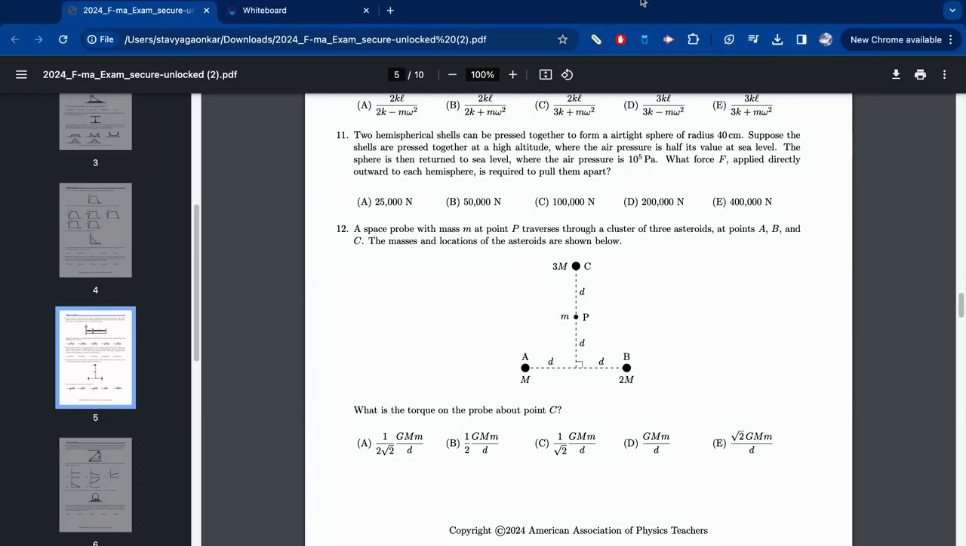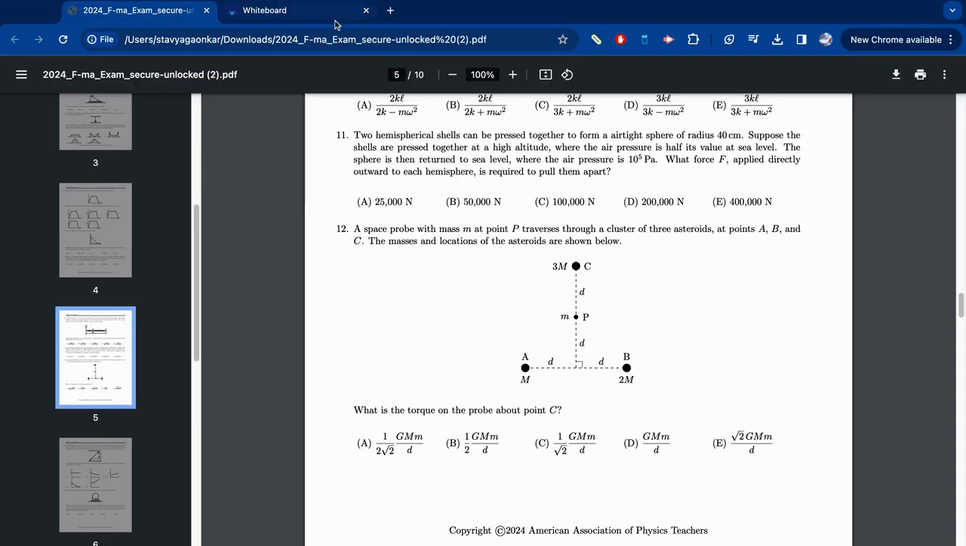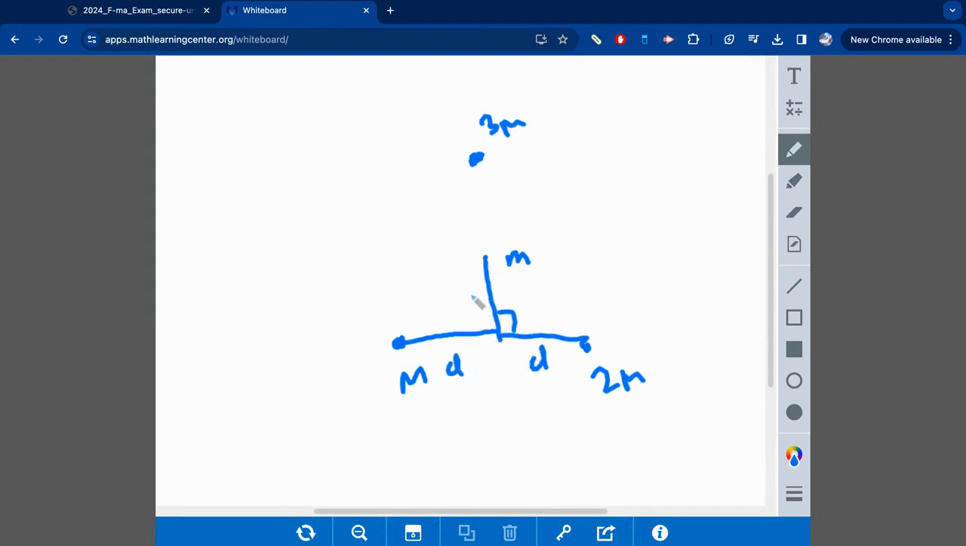So the way to think about this is basically just the definition of torque, right? So we have this one, we have this asteroid, 3m, and this one, and we have the space probe, and we're given some important distances as well. So these are both d, and so is this, and so is this.